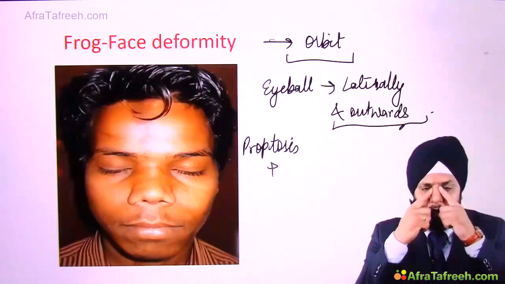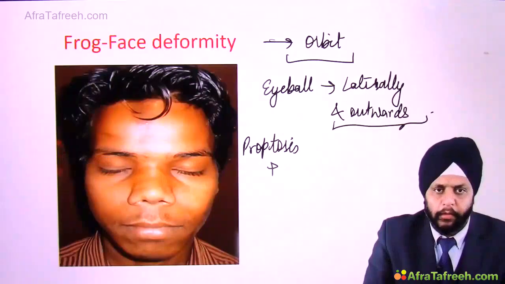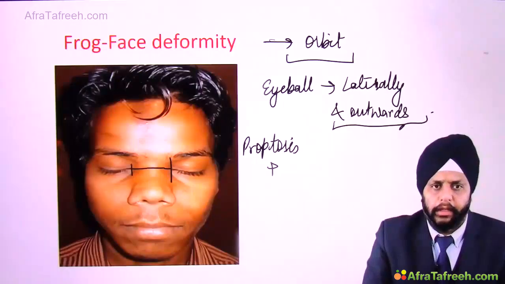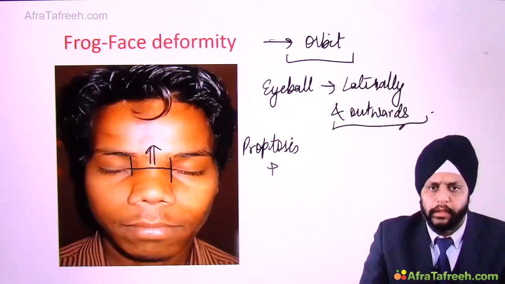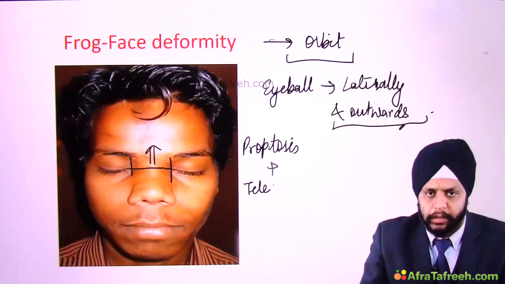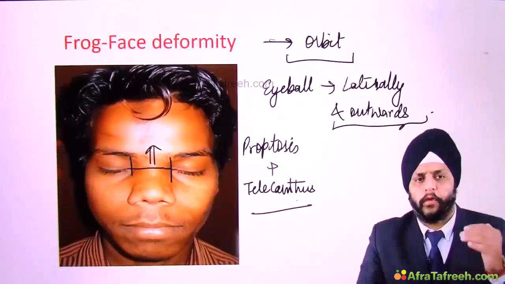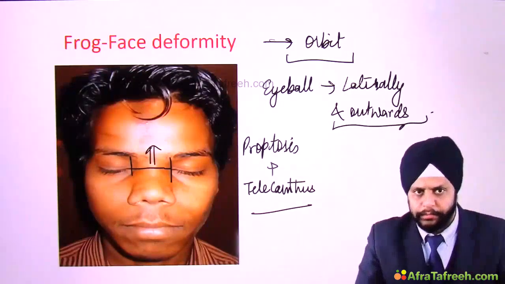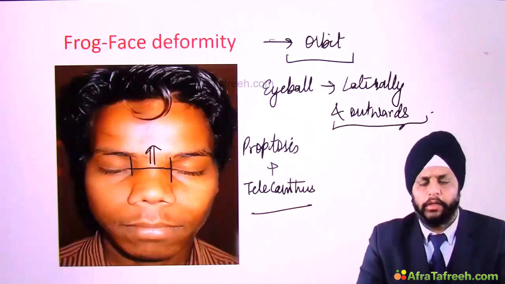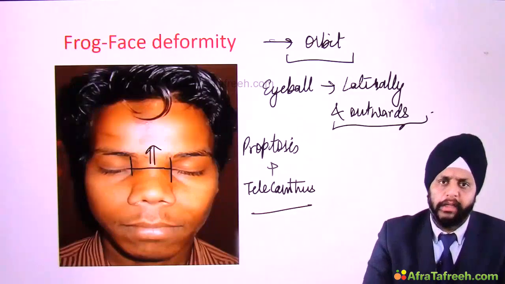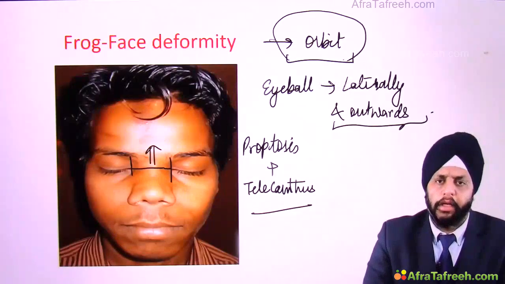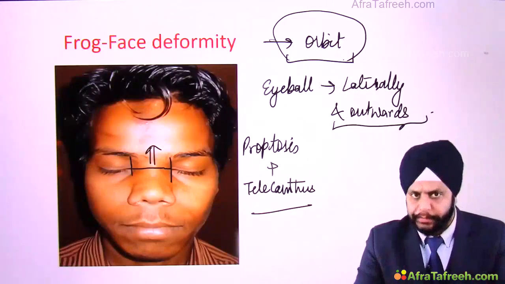Plus laterally. So you see this intercanthal distance. If you notice, this intercanthal distance has increased. An increase in this intercanthal distance is known as telecanthus. So proptosis and telecanthus together are known as frog face deformity. So the patient may also have frog face deformity. That means the GNA has gone into the orbital cavity.